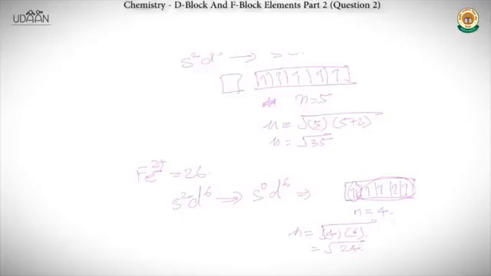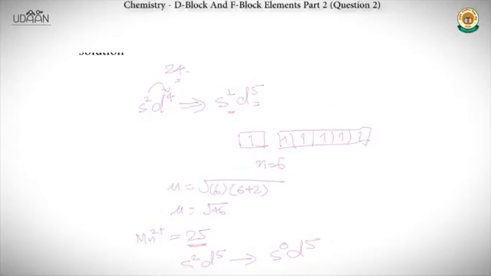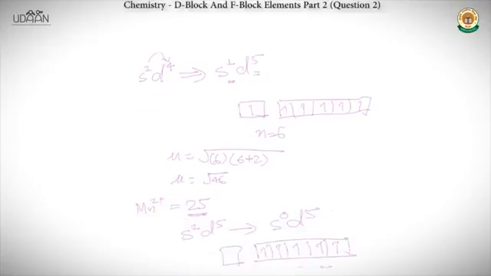Okay. So to solve such kind of question, you should remember the atomic number of the elements. Then you have to find out the electronic configuration, draw their orbital diagrams, find the number of unpaired electrons, and just apply the formula to get their magnetic moment.